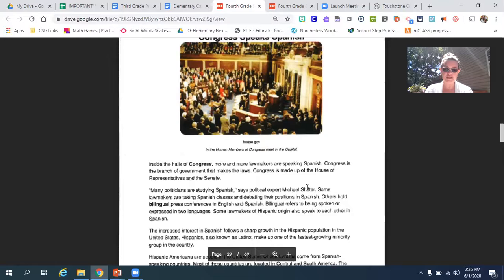The increased interest in Spanish follows a sharp growth in the Hispanic population in the United States. Hispanics, also known as Latino, make up the fastest growing minority in the country. Hispanic Americans are people in the United States whose families come from Spanish-speaking countries. Most of these countries are located in Central and South America. The last census, or population count, shows that more than 50 million people in the United States are Hispanic.